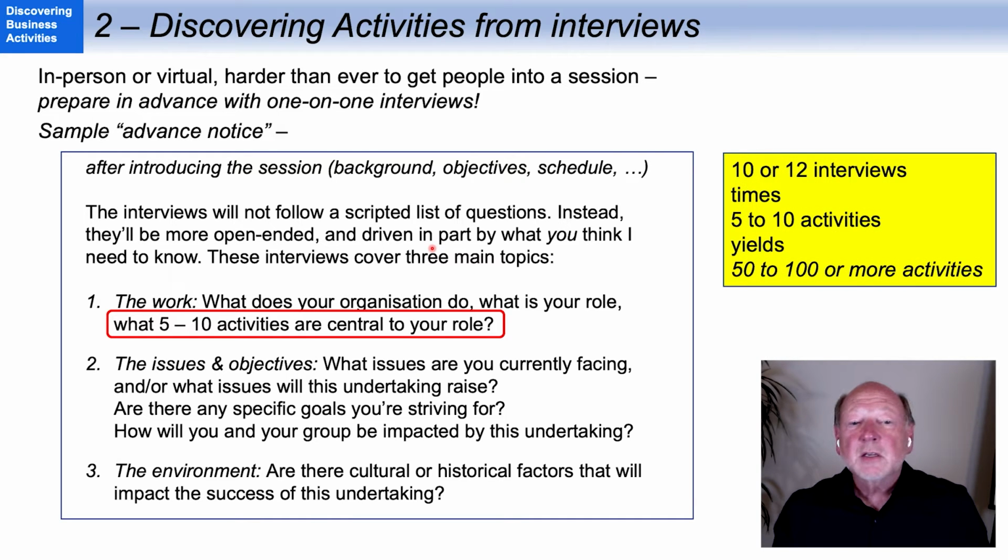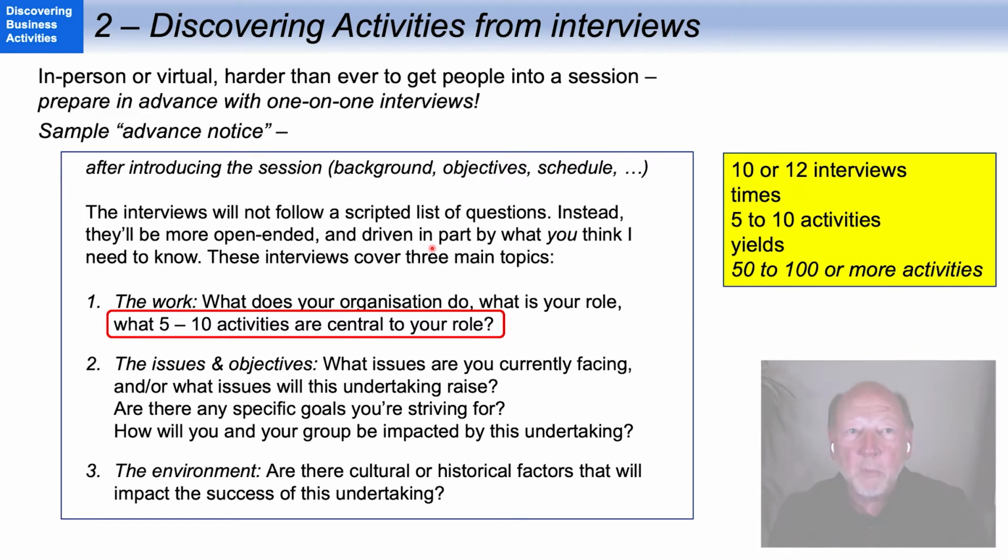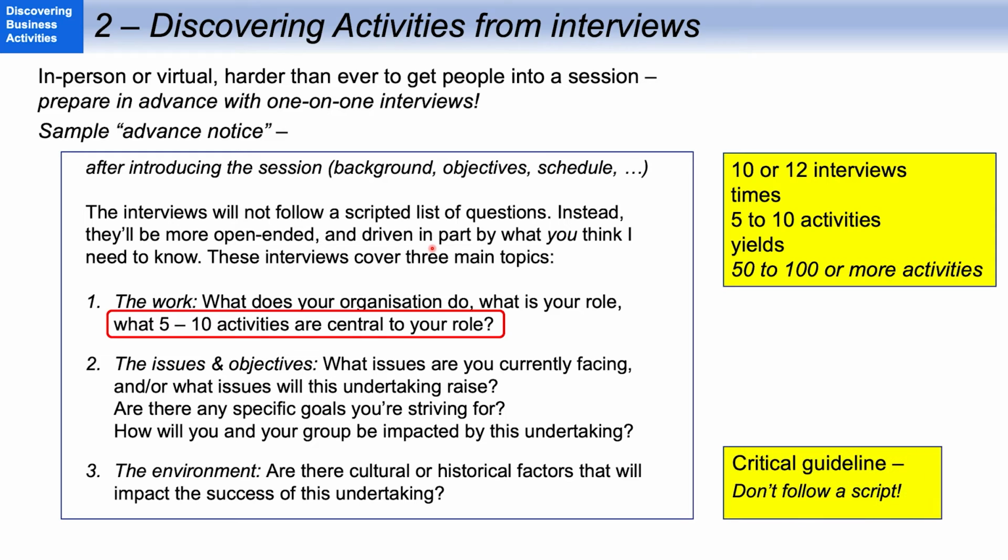And this is pretty effective. 10 or 12 interviews times 5 or 10 activities yields 50 or 100 or more activities. But the key here, in addition to focusing on essential activity, is don't follow a script. If the interviewee thinks you have a script, most of them are going to wonder, why didn't you just email it to me? You want this to be more conversational. You want to build a relationship. You want to have the opportunities to follow interesting avenues. Remember, my friend Matthew in Seattle always says the juicy stuff comes up in the one-on-one interviews.